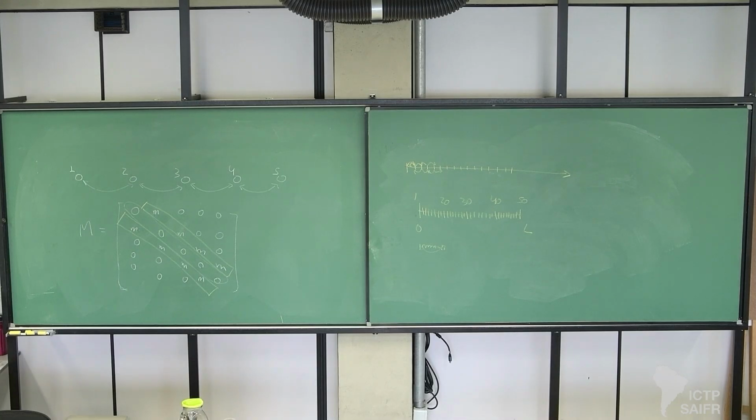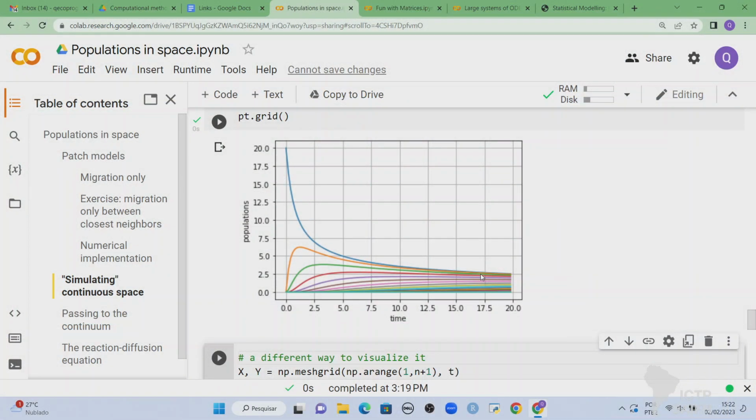I want to have something that looks similar in terms of the time it takes to reach a situation where all of them have more or less the same population. Of course, now since we are dividing into 50 patches instead of 5, they're not going to stabilize at 4 population per patch. It's going to be at 0.4, because it's divided among more patches.